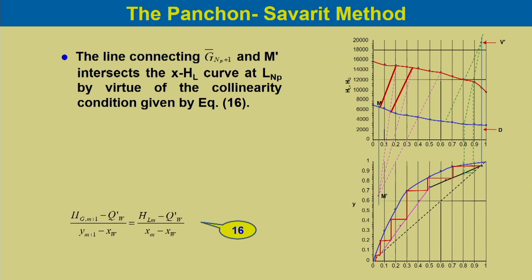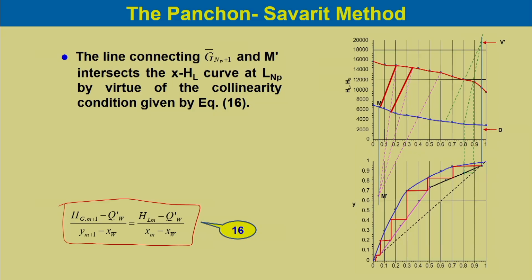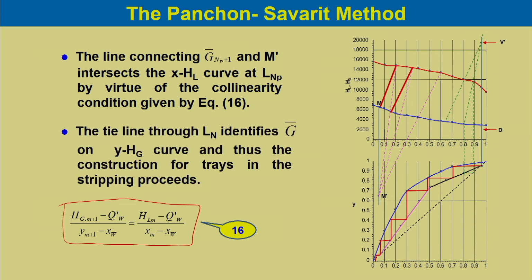The line connecting G NP plus 1 and M dash intersects the X HL curve at L NP by virtue of the collinearity condition given by equation 16. So, this is the collinearity condition which we have discussed earlier, like in the case of the enriching section or rectifying section. Similar collinearity can be obtained from equation 16. The tie line through Ln identifies G dash on the Y Hg curve and thus the construction for the trays in the stripping section proceeds.